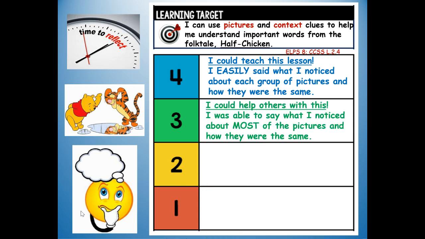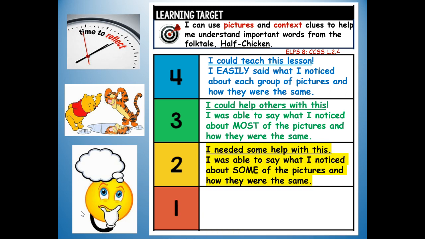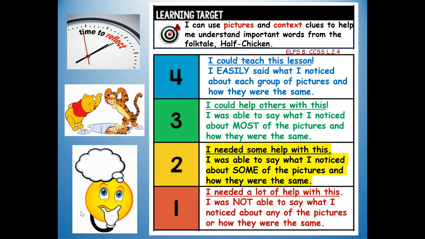Or would you give yourself a 3? I could help others with this. I was able to say what I noticed about most of the pictures and how they were the same. Or would you give yourself a 2? I needed some help with this. I was not able to say what I noticed about some of the pictures and how they were the same. Or would you give yourself a 1? I needed a lot of help with this. I was not able to say what I noticed about any of the pictures or how they were the same.